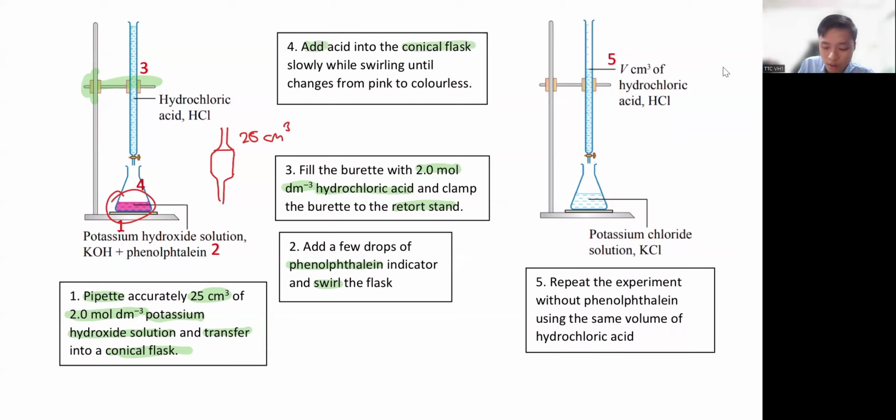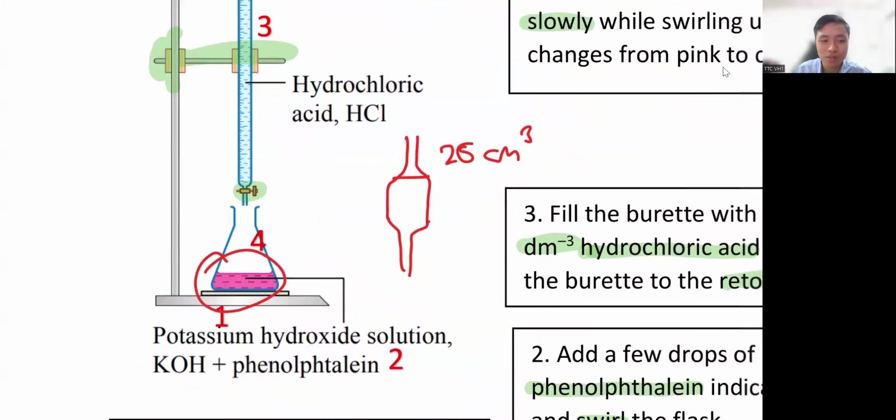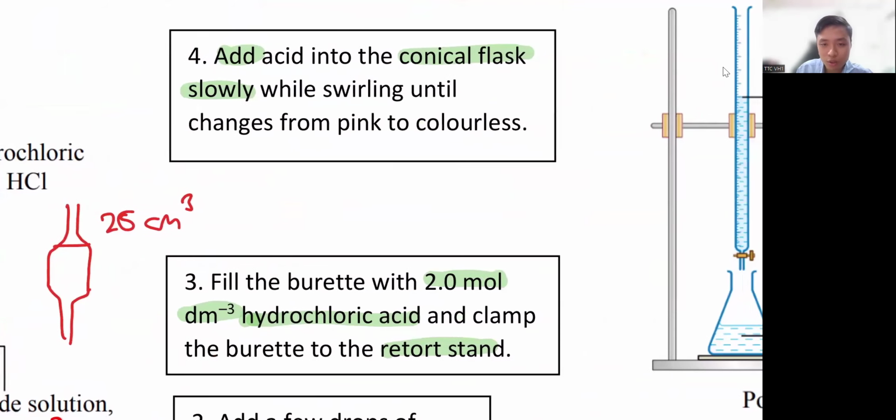So the fourth step is you add acid into the conical flask slowly. Here there is one small tap. You turn the tap on, but slowly. Slowly doesn't mean you open the tap wide and let the acid flow very fast. Then you cannot get the result. You need to add it one drop at a time. Need to be patient.